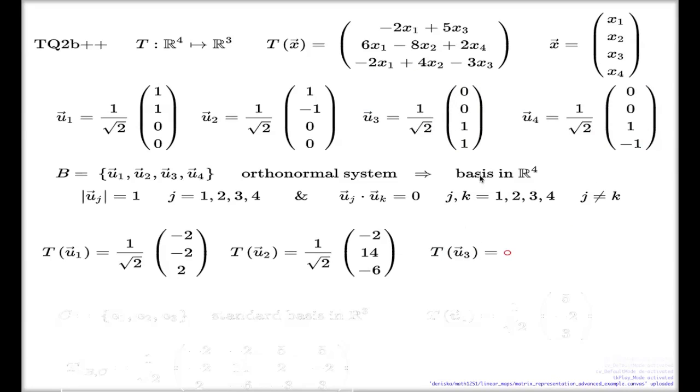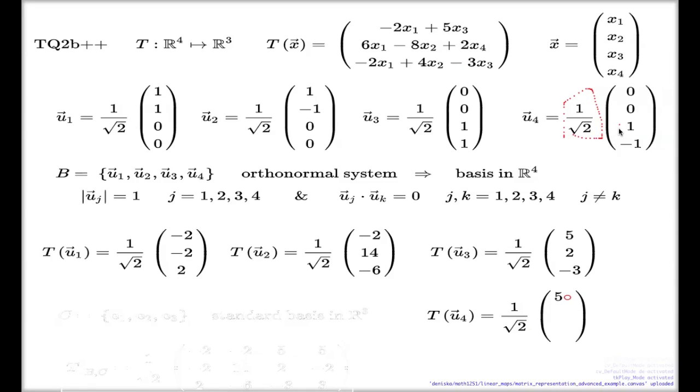T of u3. Now I sub in this vector, again scaling comes out front because of the linearity. The first component is 5, let's double check that. Yes, it is. The second component is these two 0, and it will be 2. And the last component is negative 3. And T of u4, here's my scaling from here. When I sub in these components, it will be 5, negative 2 and negative 3 again. That's all the values for my T.